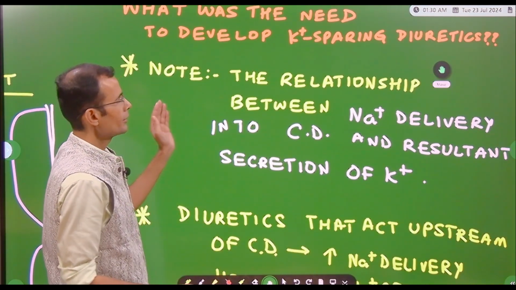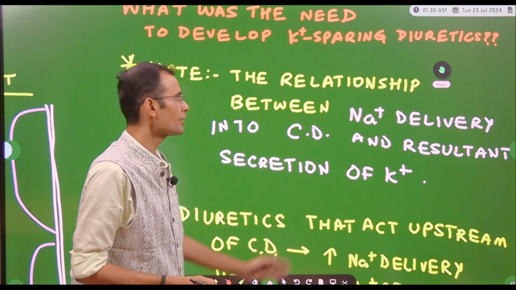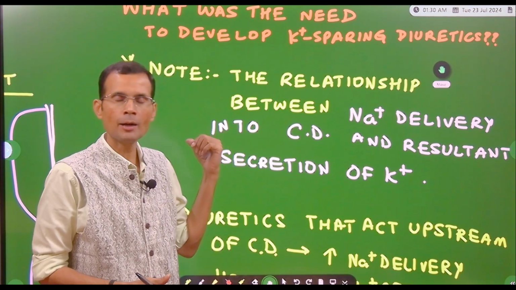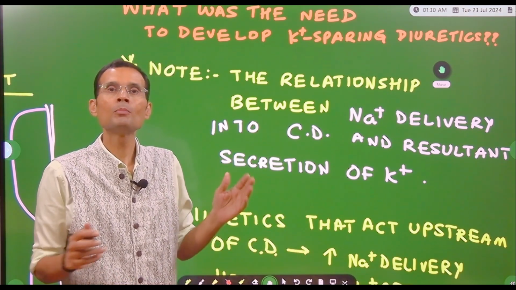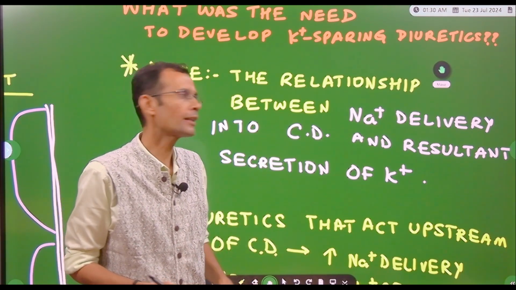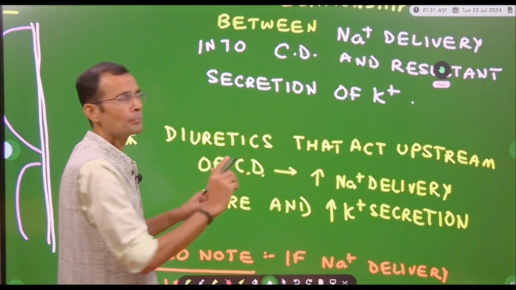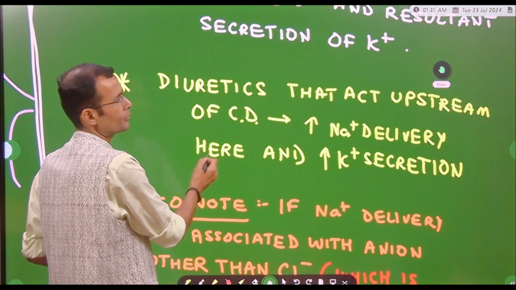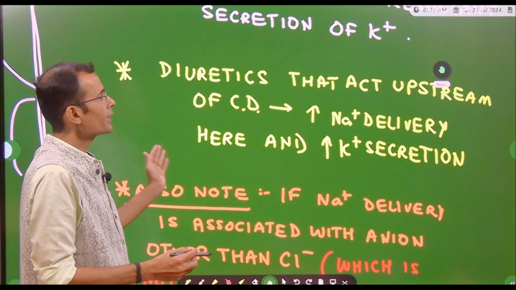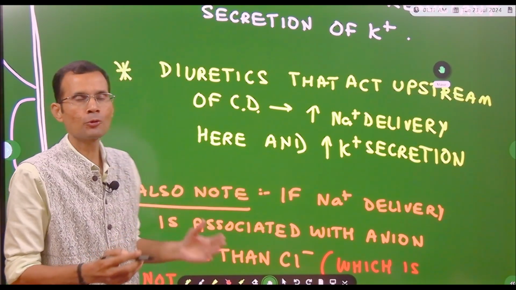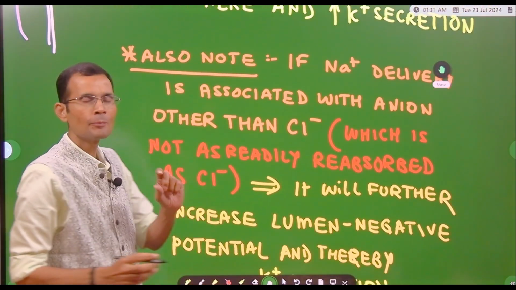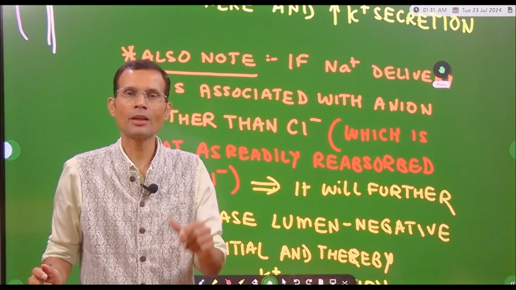Okay, so note a few things. The relationship between sodium delivery into the collecting duct and the resultant secretion of potassium. We saw that just now. If the diuretic is acting upstream, it blocks the sodium reabsorption. More sodium comes here in the collecting duct, so more sodium to be reabsorbed and more potassium secretion happens. Note that relationship. The other point, yes, we saw that also. Diuretics that act upstream of the collecting duct increase the sodium delivery here, and therefore increase the potassium secretion and potassium loss. Also note, now this is going to be a little more important and complicated.